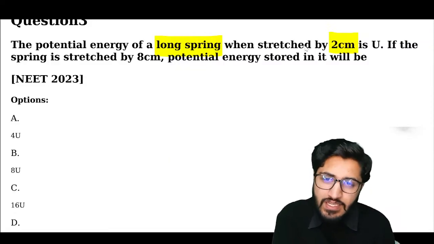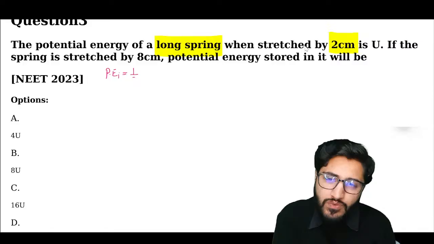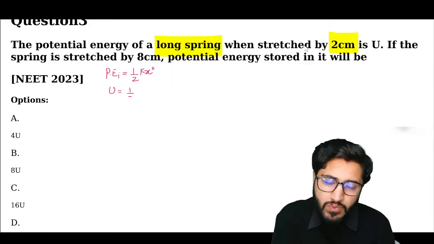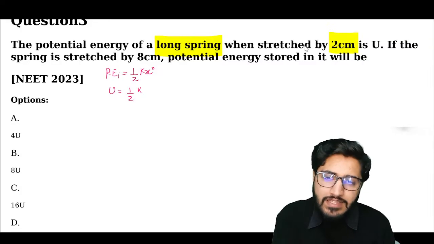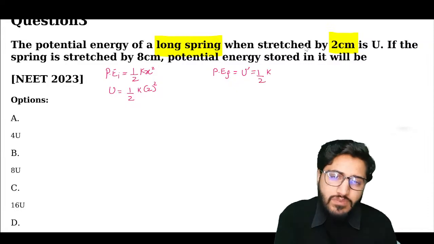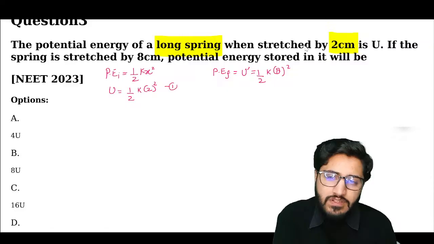What is potential energy? Sir, potential energy of a spring is going to be 1 by 2 kx square, no? So I can write here, initially it is U. 1 by 2 k as it is. Now x is going to be 2 square initially. Now final potential energy, let's suppose U dash, is 1 by 2 same, and k is same. Now it is 8 square. Equation first and equation second.